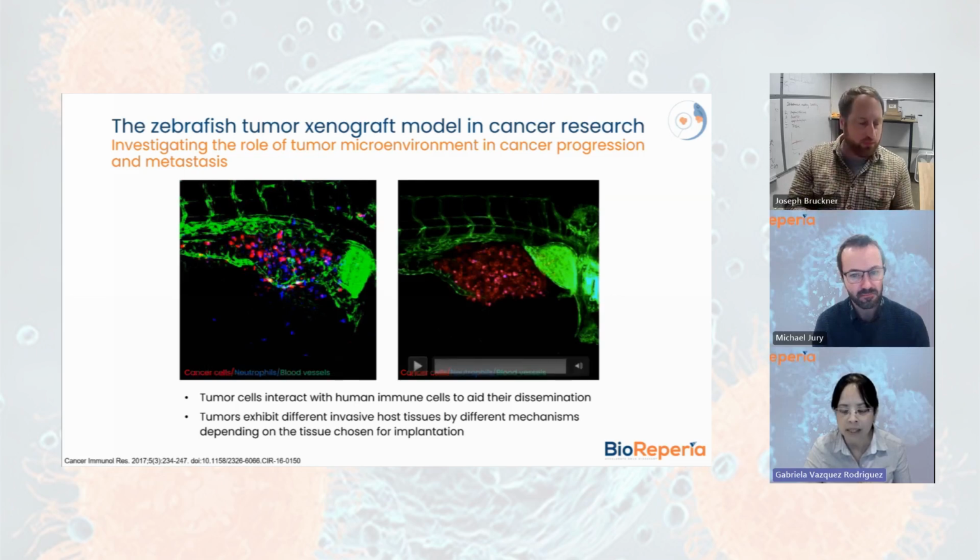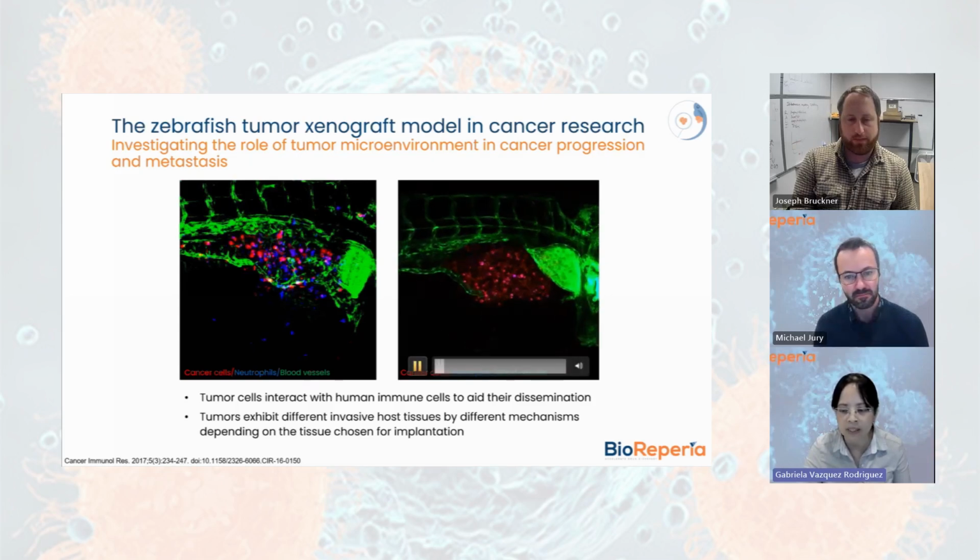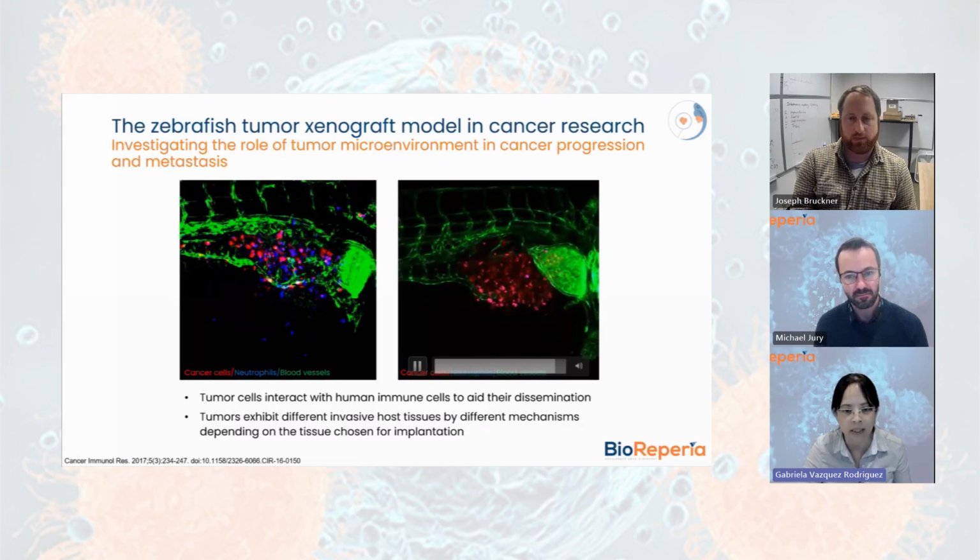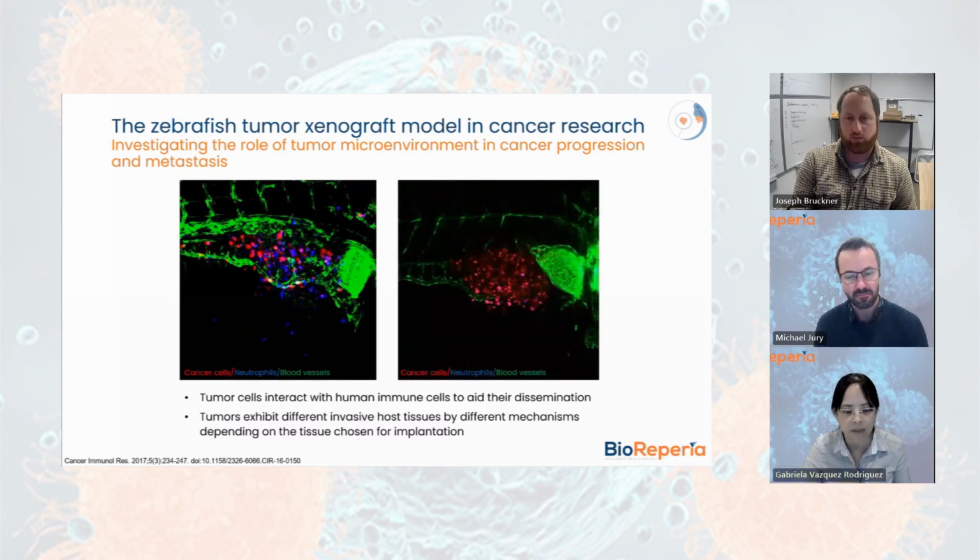In contrast, the video here on the right demonstrates that immune therapy-mediated inhibition of the interactions between the tumor cells and the immune cells can effectively suppress the immune cell-dependent cancer cell invasion and dissemination, as we can observe here that the tumor cells are barely migrating in the zebrafish embryo.